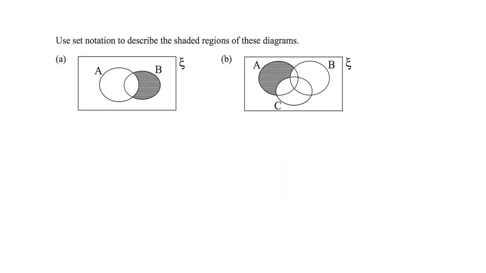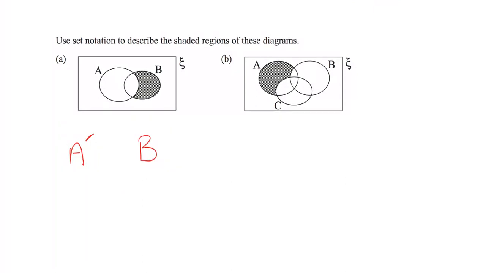So let's see if we can think about these particular areas. We're going to use set notation to describe things. Well, the shaded area there, we can certainly say that it's got to be related to A dash, or the complement of A, things that are not in A. And also it's got to be related to things that are in B.